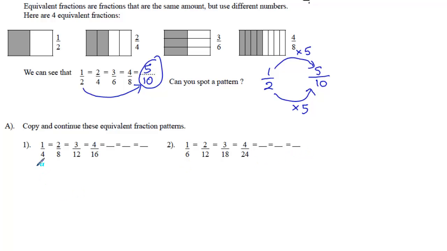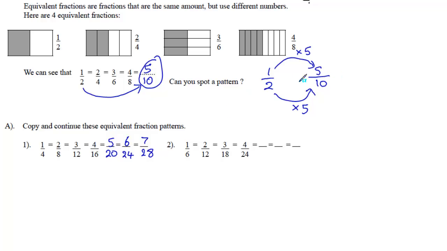So let's look at this one. A quarter is the same as 2/8, 3/12, and 4/16. So every time the numerator's gone up by 1, the denominator has gone up by 4. So this would be 5/20, 6/24, and 7/28.